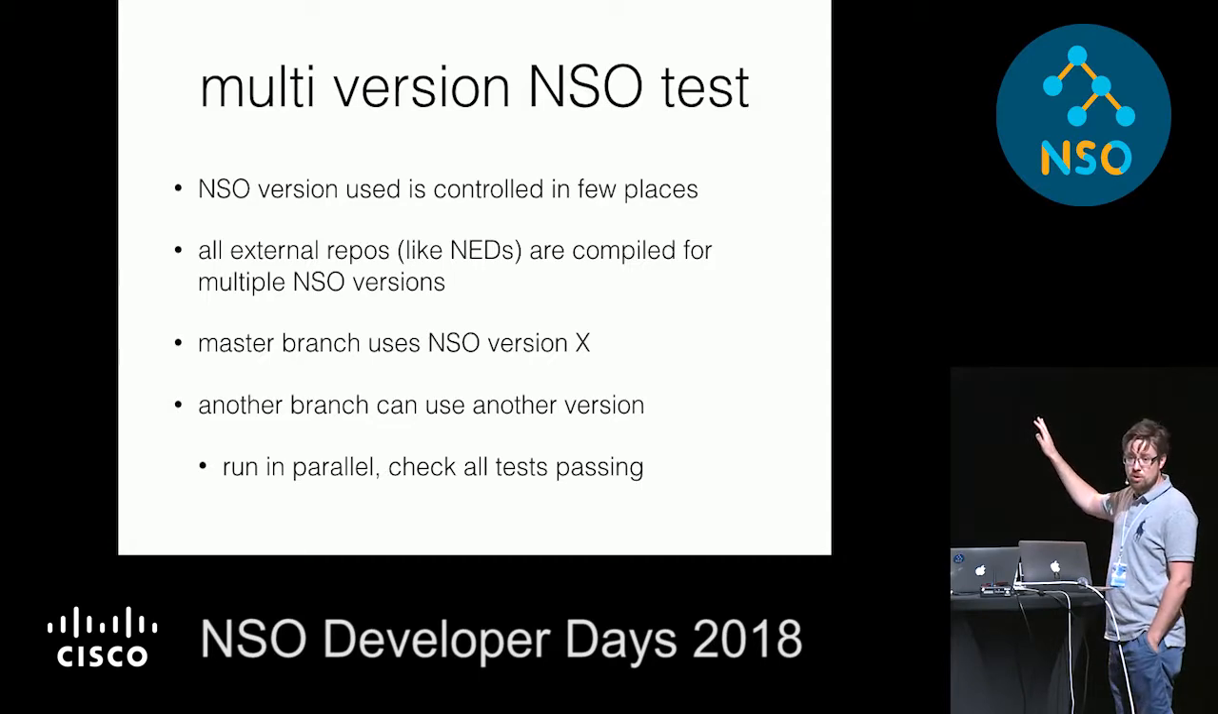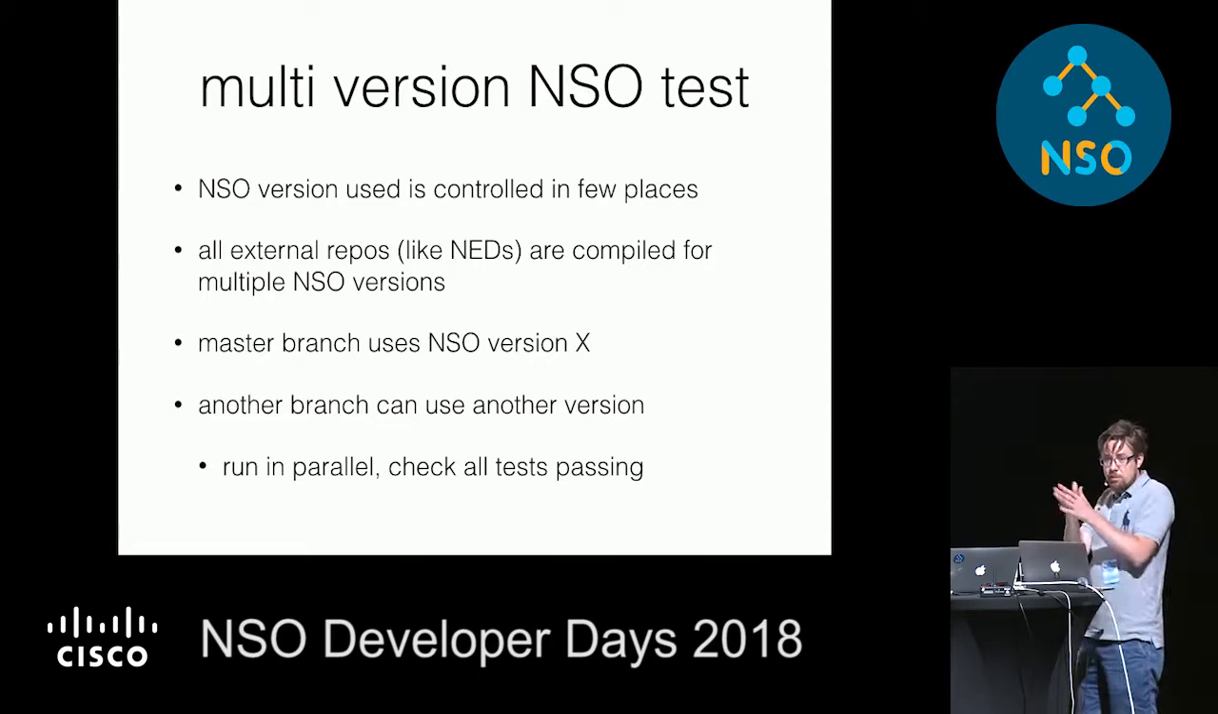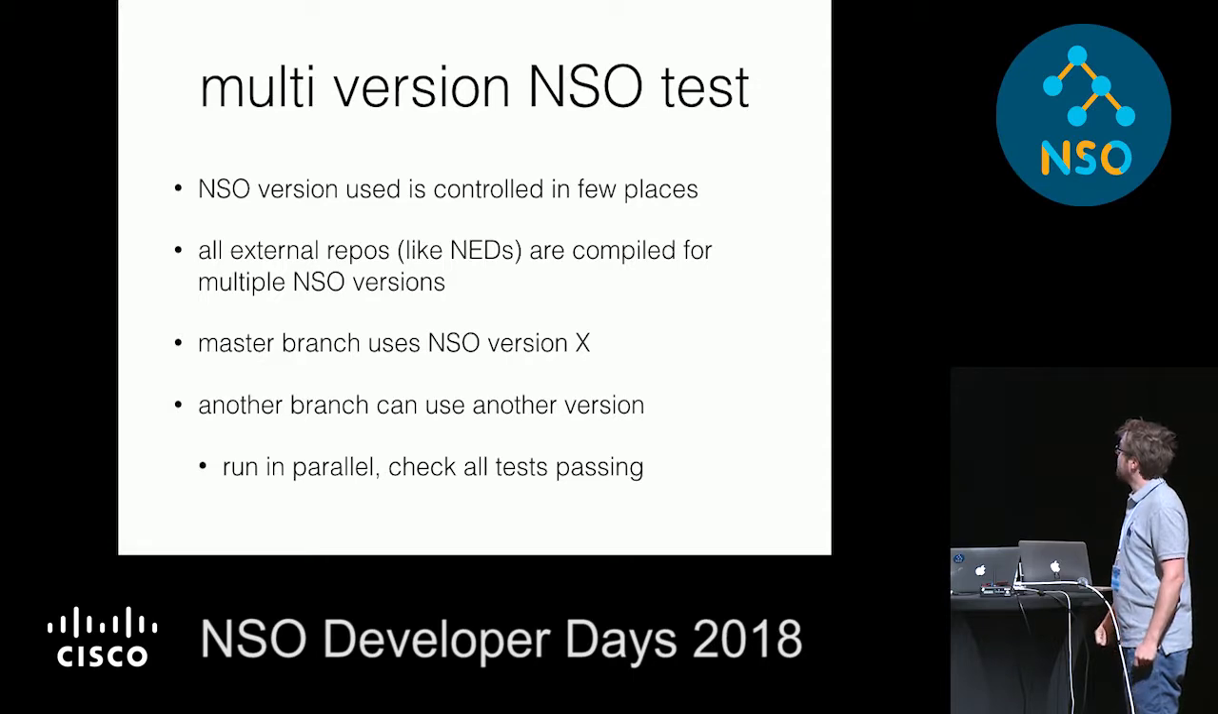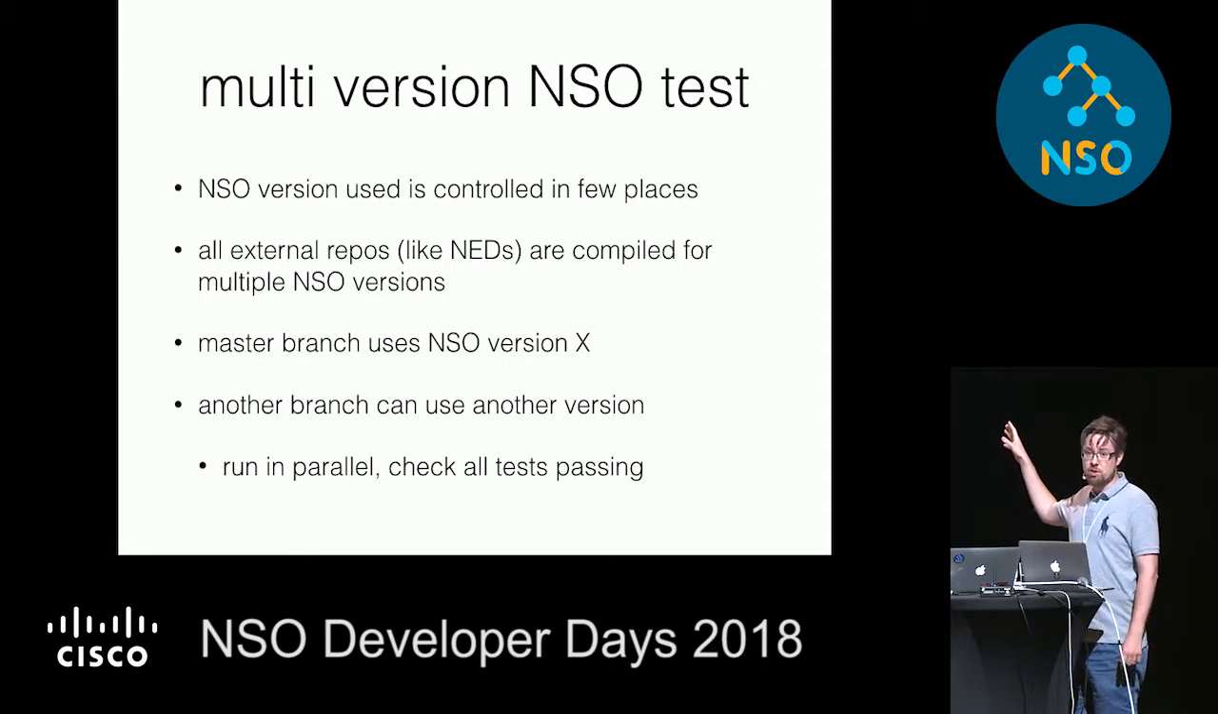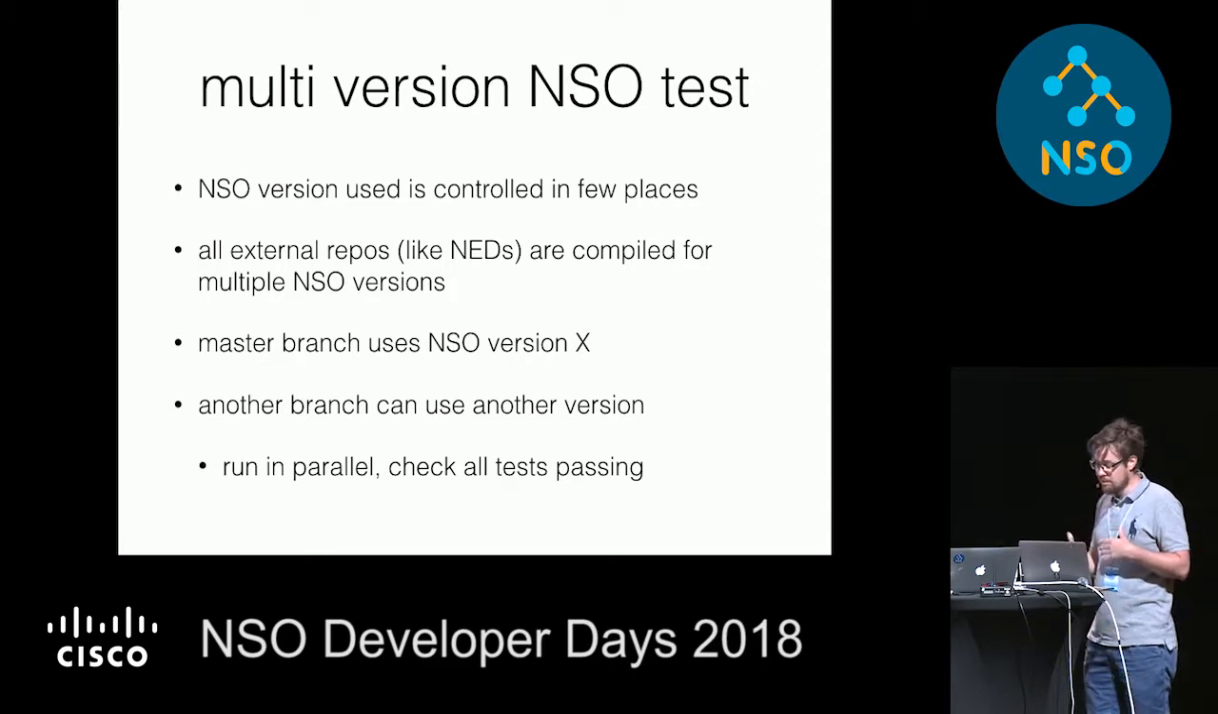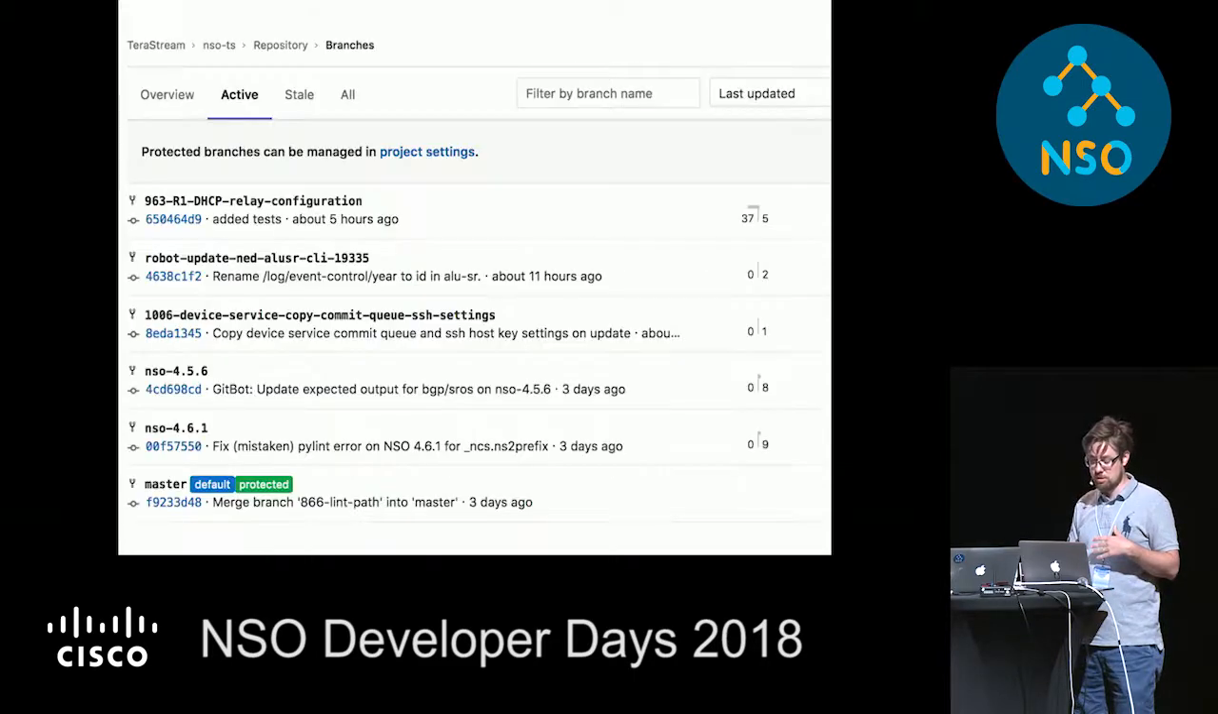All the external repos, like we just looked at, they're compiled for multiple versions of NSO, right? So that's the preparation that you need to do to test with multiple versions of NSO. Master branch uses a specific version of NSO, but another branch can use another version. This is exactly what we're doing. We have parallel branches using different versions of NSO, and we can check that all the tests are passing.